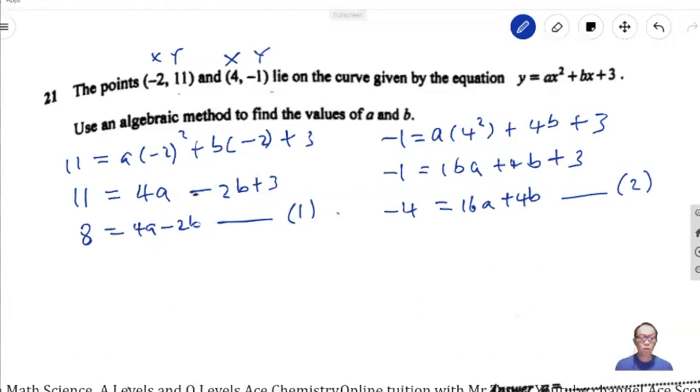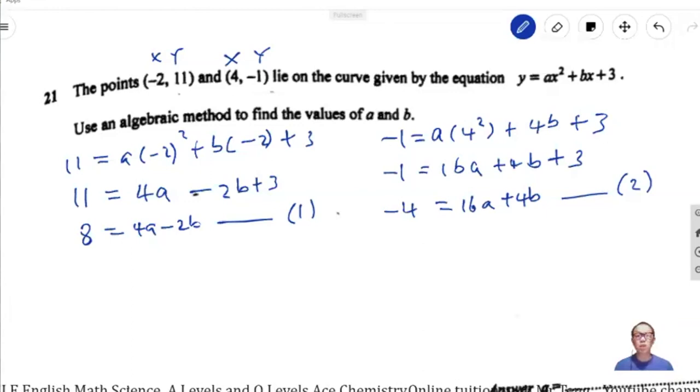So once you have the simultaneous equations set up, you can solve for a and b. Right, so this is again another example of a non-routine question. Non-routine O-level question. It has evolved, right? A lot of the questions have evolved.